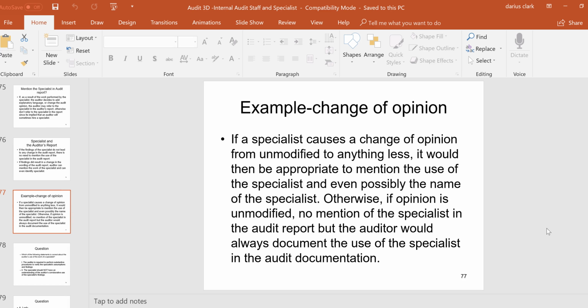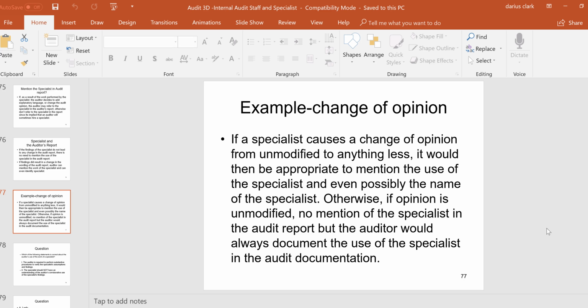So here's when you would mention the specialist on 77. If a specialist causes a change of opinion from unmodified to anything less, then it would be appropriate to mention the use of the specialist and even possibly the name of the specialist. Otherwise, if the opinion's unmodified, no mention of the specialist in the audit report.